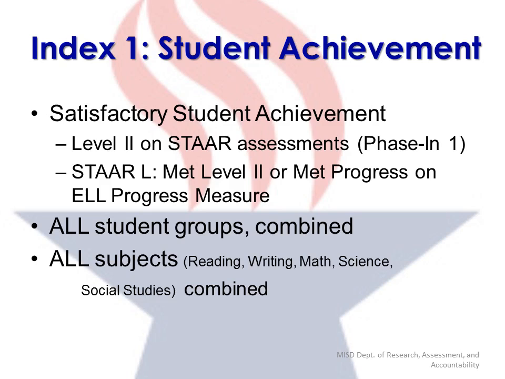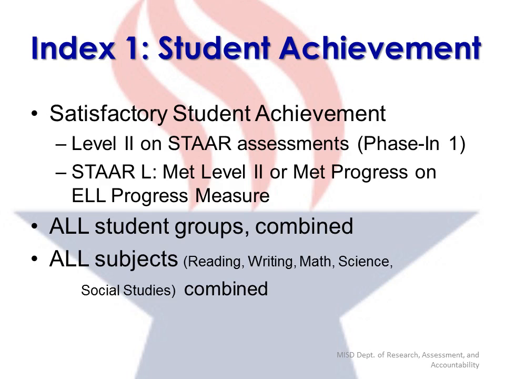Now let's focus on the purpose of Index 1. Index 1 asks one simple question: did students reach a satisfactory level of achievement? However, Index 1 does not view the answer in terms of subject or student group. Instead, it approaches the data holistically, combining all subjects and student groups together.